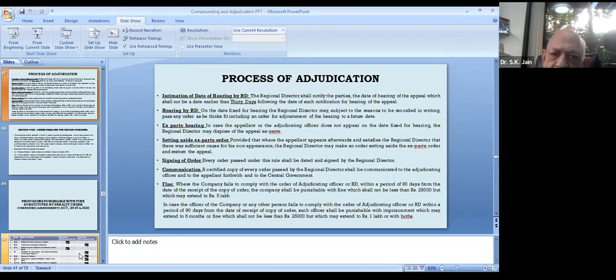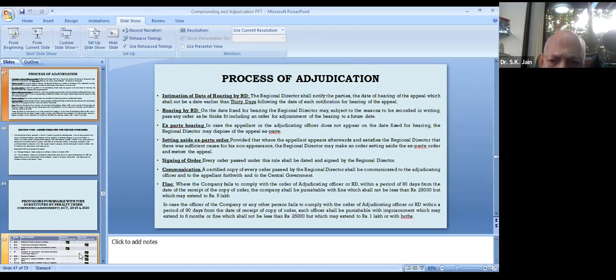Now, hearing by RD. On the date fixed for hearing, the regional director may, subject to reasons to be recorded in writing, pass any order as he thinks fit, including the order for adjournment of hearing. Ex parte hearing: if nobody is present, an ex parte order can be passed. If an ex parte order has been made and the party concerned makes representation, then RD has the power to set aside that order. Then the order is signed, communicated, and fine is imposed.